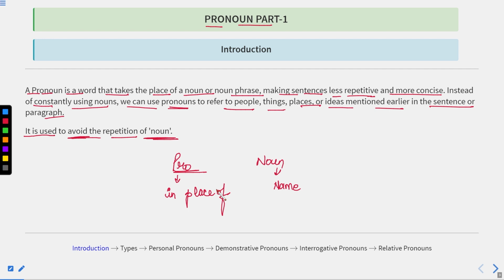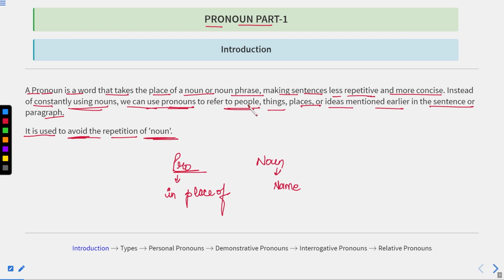Although there are a few cases in which you can find that pronoun is more appropriate to be used, and what are those that we are going to discuss in all these sessions of pronoun. Okay, so here, instead of constantly using nouns again and again, we can use pronouns to refer to people.